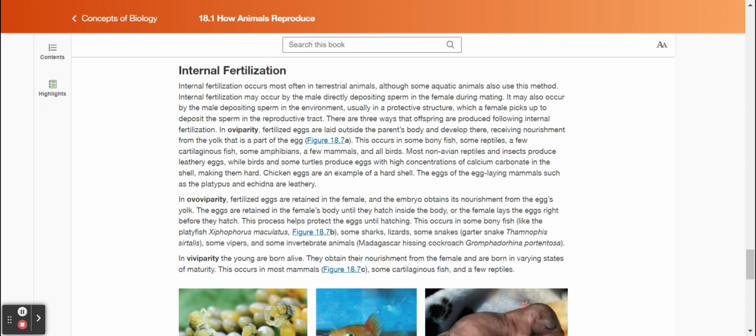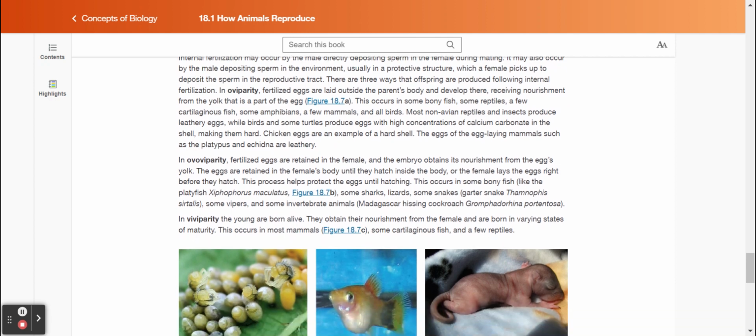In oviparity, fertilized eggs are laid outside the parent's body and develop there, receiving nourishment from the yolk that is a part of the egg. This occurs in some bony fish, some reptiles, a few cartilaginous fish, some amphibians, a few mammals, and all birds.